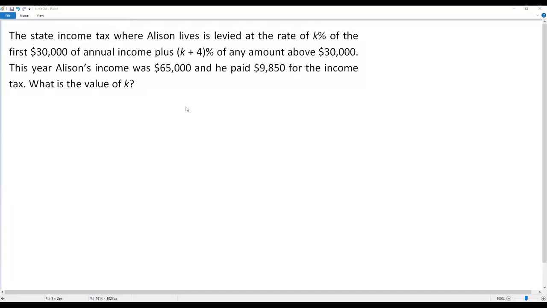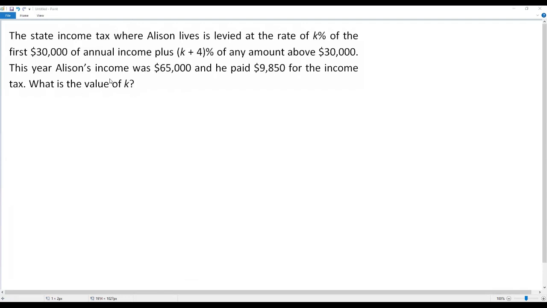Here we have a SAT math problem. Okay, let's go to the question. The state income tax where Alison lives is levied at the rate of K% of the first $30,000 of annual income plus K + 4% of any amount above $30,000. This year, Alison's income was $65,000 and he paid $9,850 for the income tax. What is the value of K?